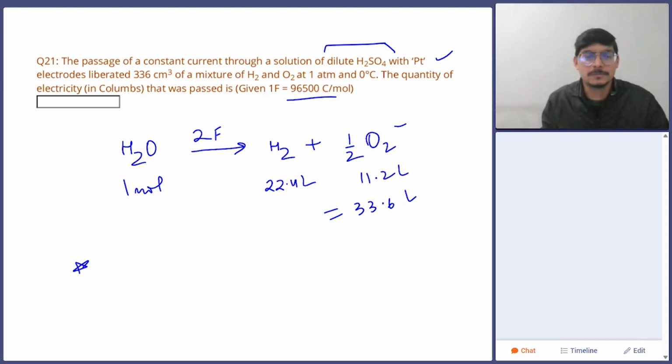So now it's very simple. We can use the unitary method here. So 33.6 liter, which is 33,600 ml of gases, when formed.